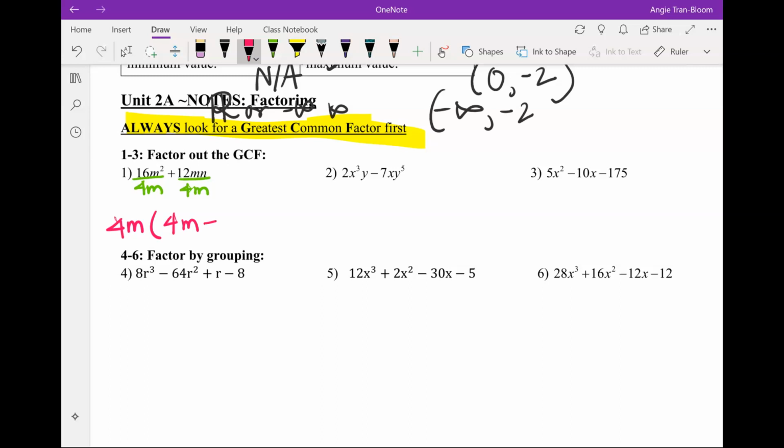What do we have left? 4m plus 3n, right? Now look at the parentheses, 4m plus 3n. Sometimes we can factor out more. Is it possible in this case? No, so we can just box it up. Hey, you and your team, go ahead and find the GCF, or aka factor out the GCF for examples 2 and 3.